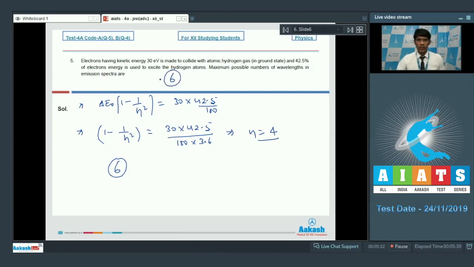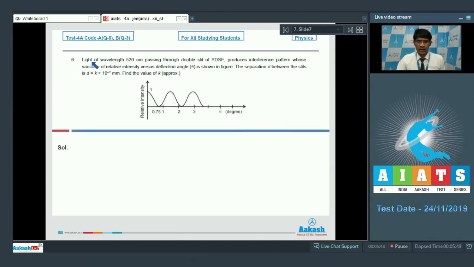Now we shall proceed to the next question, that is question number 6. In question number 6, light of wavelength 520 nanometer passing through double slit of YDSE produces interference pattern whose variation of relative intensity versus deflection angle theta is shown in figure. The separation d between the slit is, that's been written down as k into 10 to the power minus 2 mm. We need to find the approximate value of k.